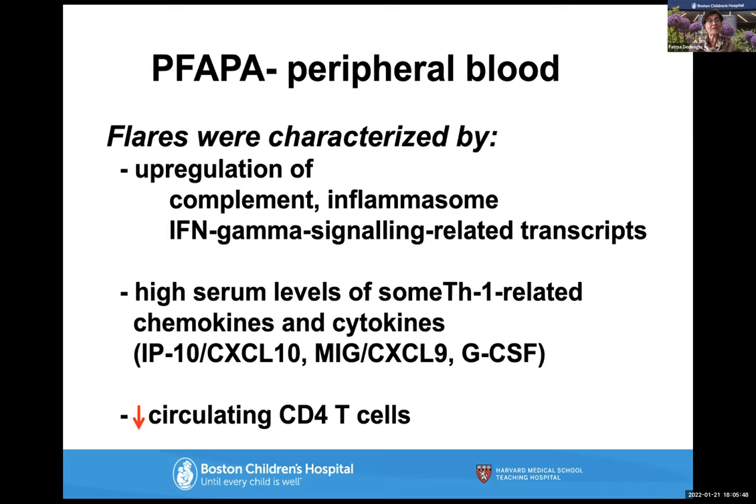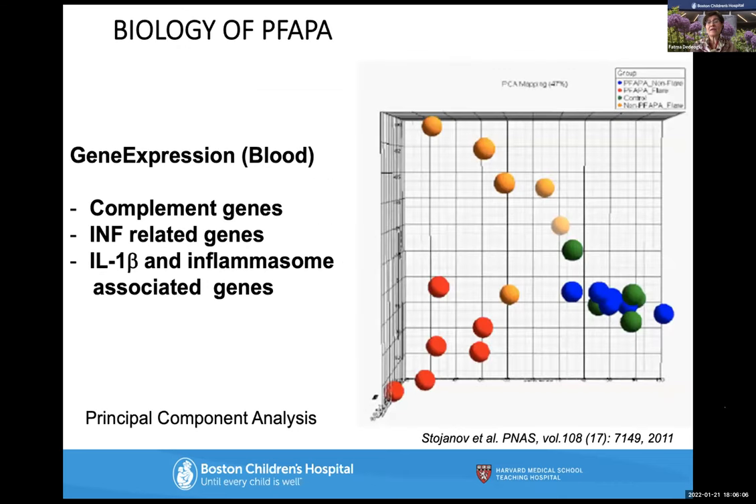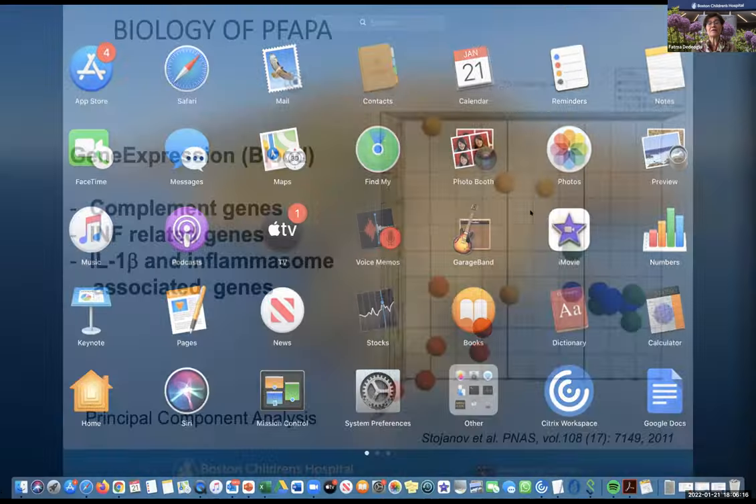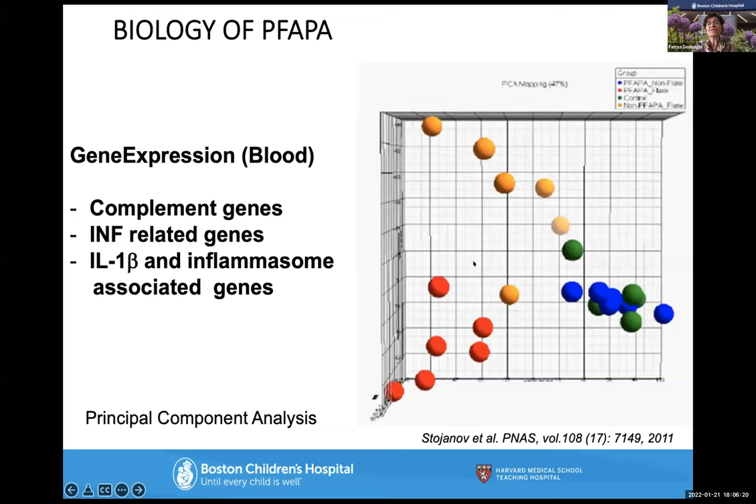And as Dr. Manthiram elegantly described, Th1 cells, and this has been shown in many other studies previously, with interferon gamma related genes and also Th1 related genes. So this is actually one of the original studies way back showing how PFAPA patients during a flare can be differentiated from other periodic fever syndromes, and also from healthy controls, as well as PFAPA patients who are not in a flare, which are the blue dots here.